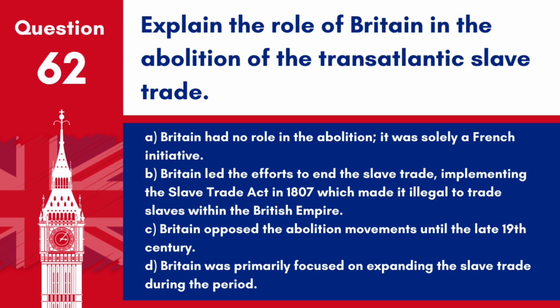A. Britain had no role in the abolition. It was solely a French initiative. B. Britain led the efforts to end the slave trade, implementing the Slave Trade Act in 1807, which made it illegal to trade slaves within the British Empire. C. Britain opposed the abolition movements until the late 19th century. D. Britain was primarily focused on expanding the slave trade during the period.